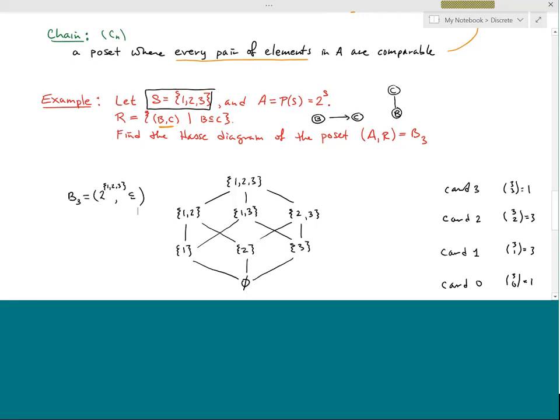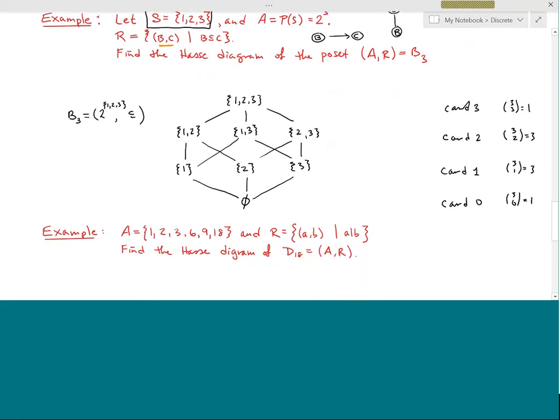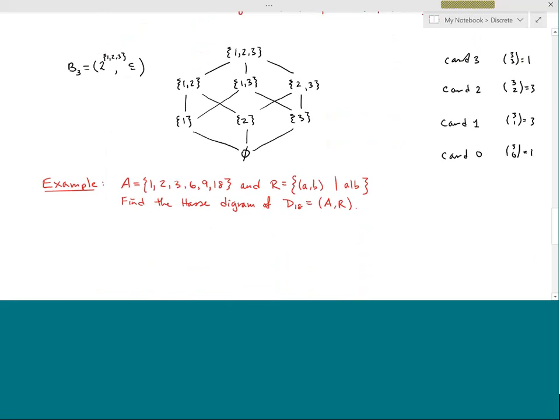Okay? But if you actually pull from a power set and deal with subsets, this is called a Boolean algebra, and the 3 in the subscript refers to how many elements were in your original building set. All right, so let us look at the other classic example of a poset.